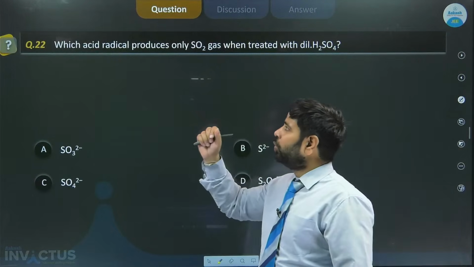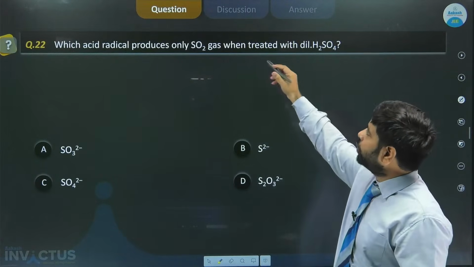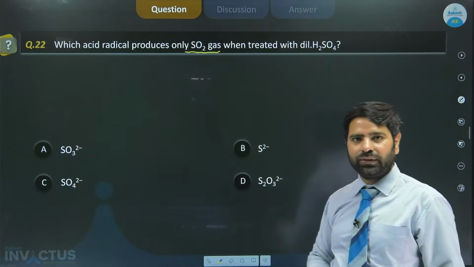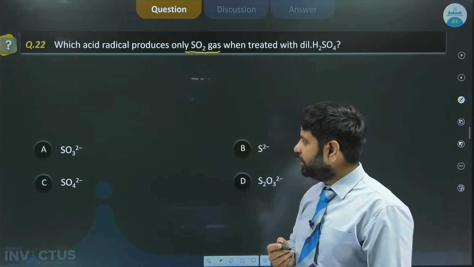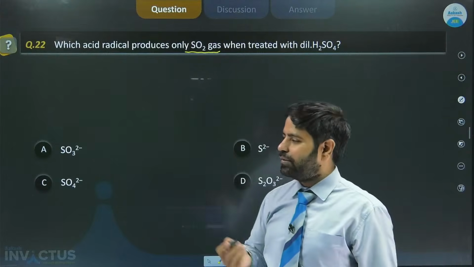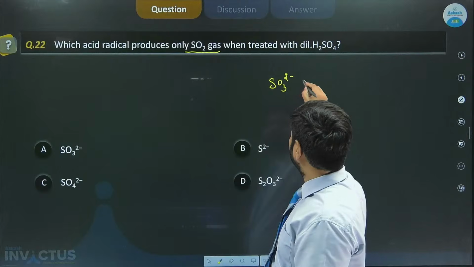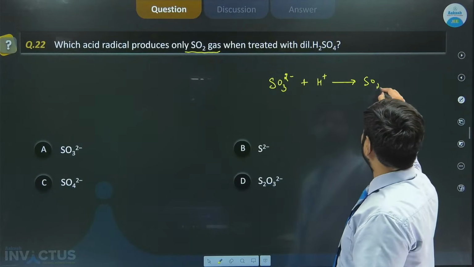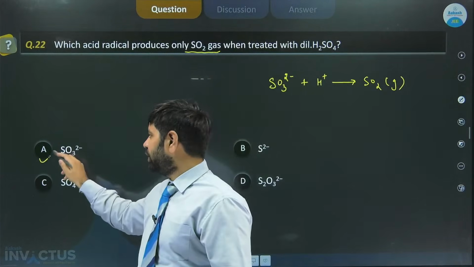Question number 22, which acid radical produces only SO2 gas when treated with dilute H2SO4? This question is based on qualitative analysis, that is the acidic radicals. So we know which anion can produce only SO2 gas, that is the sulfite ion. So sulfite ion, when treated with H+, produces SO2 gas only. This is option A.